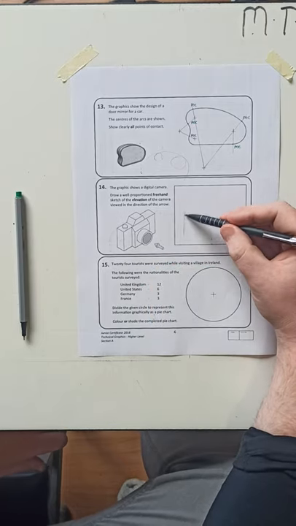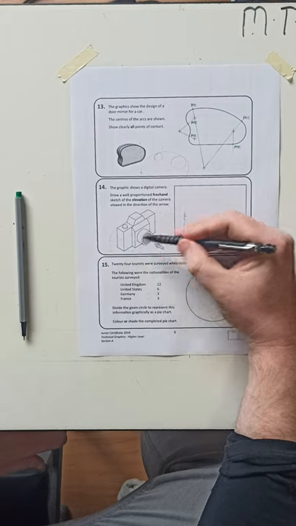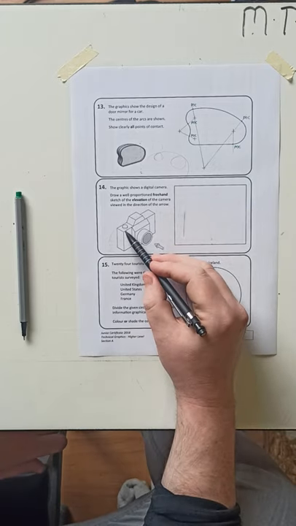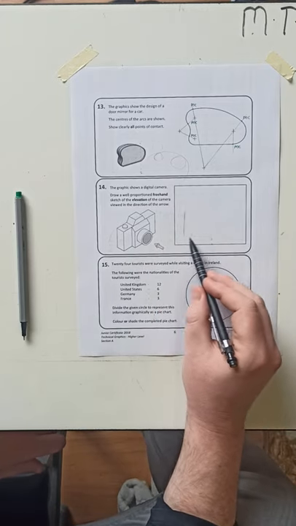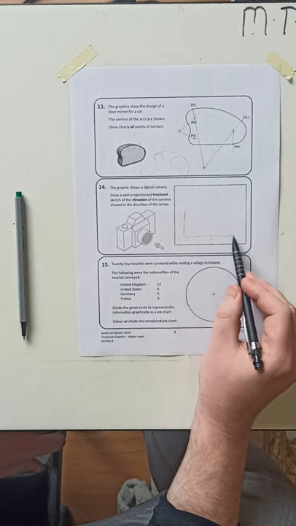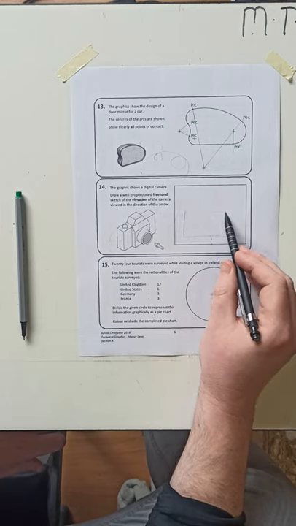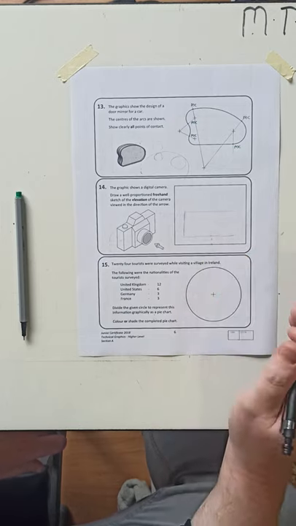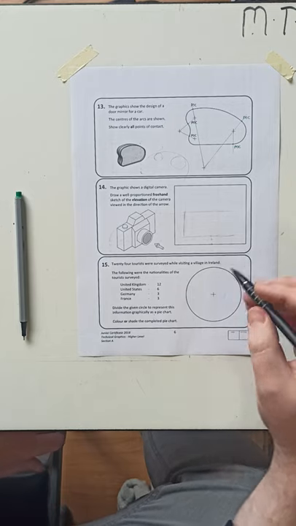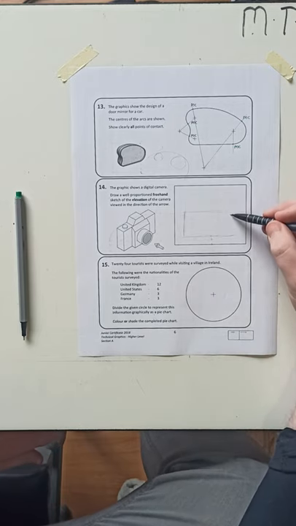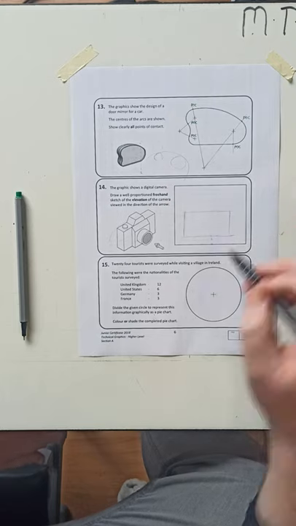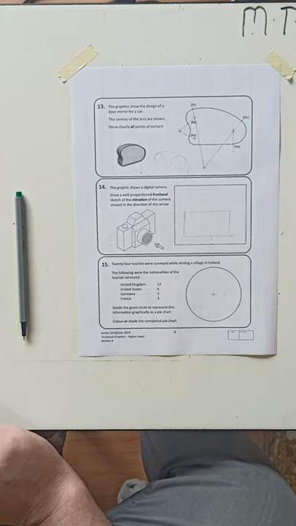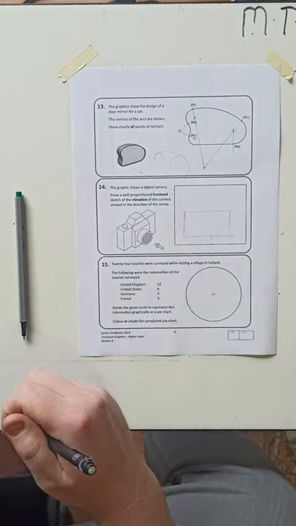So that will be about the height of it. That distance there will be about that, and then I need to get this distance right as well. Come across there like that. Come across there like that. Alright, and maybe that will be the end of it there like that. Something like that. So there's my rectangle on the front.